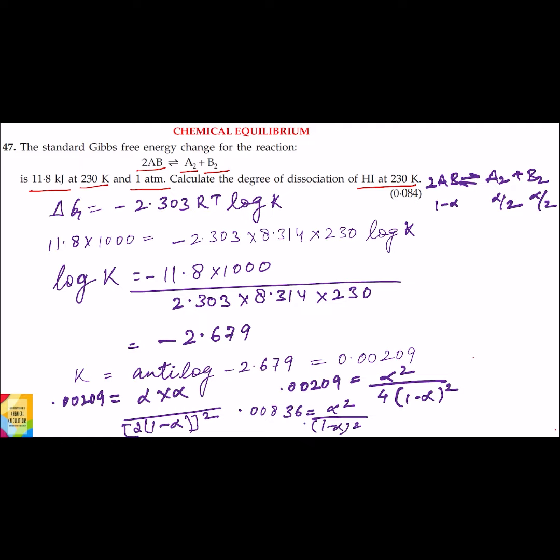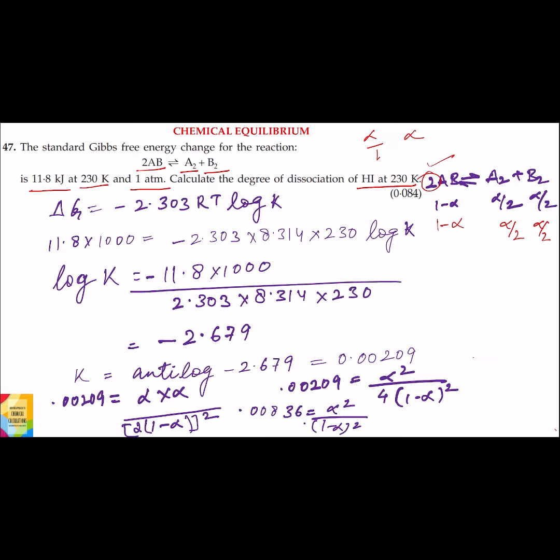Now this is the reaction and let the degree of dissociation be alpha. Degree of dissociation alpha means out of 1 mole alpha moles will be dissociated. Now here in the reaction there are 2 moles of AB. So if out of 1 mole alpha mole dissociates, then when alpha mole dissociates, alpha by 2 moles of A2 and alpha by 2 moles of B2 is formed and remaining AB is 1 minus alpha.